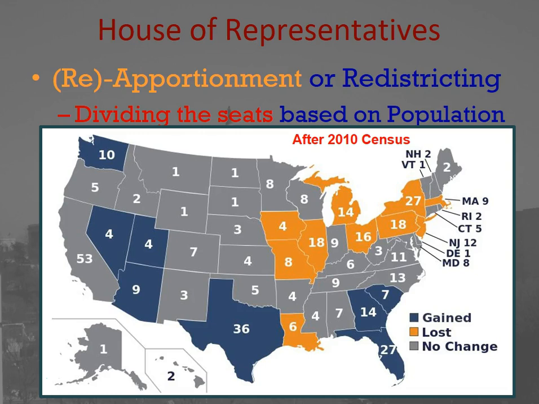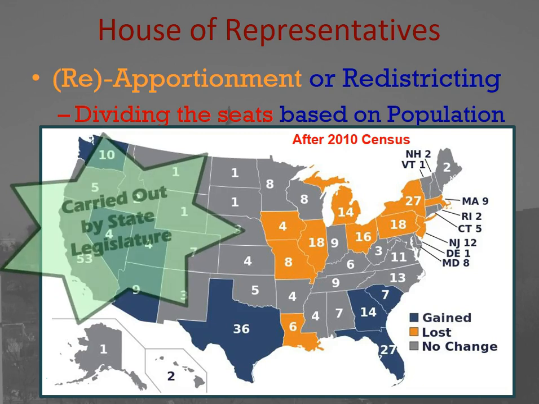So if we look at our chart, all the orange ones, including Michigan, those states lost people after the 2010 census, and so they would lose the number of representatives they have. The dark blue ones gained representatives, so they too would have to redistrict to make up for an added district, and of course the gray ones stay the same.